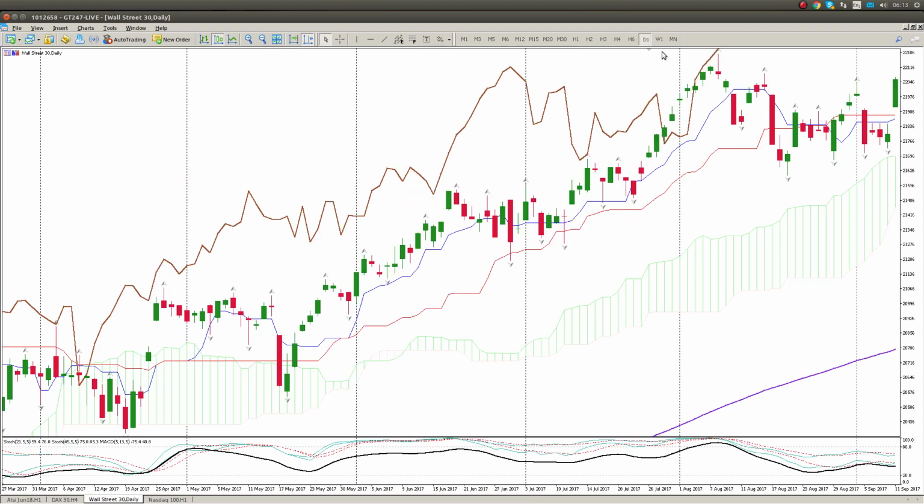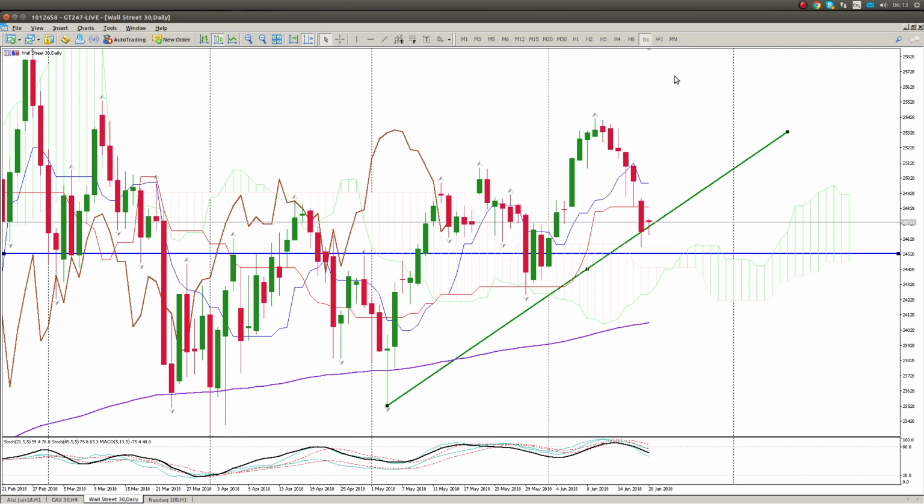Let's get down to daily. Okay, so that original downtrend there has broken, and we have also fallen below Kijinson and Tekinson. So we do have a pretty bearish setup at the moment.